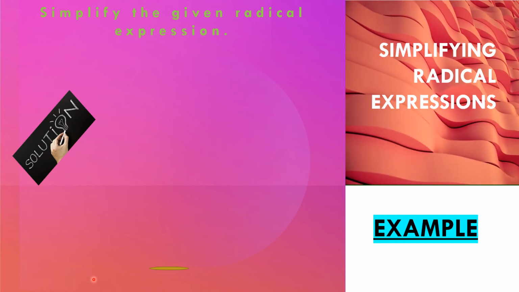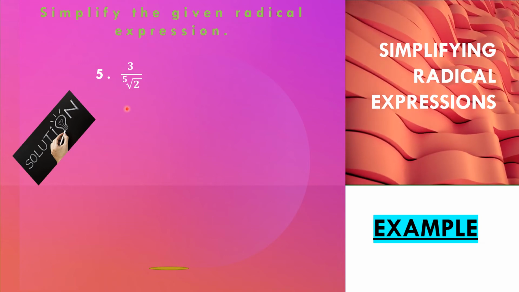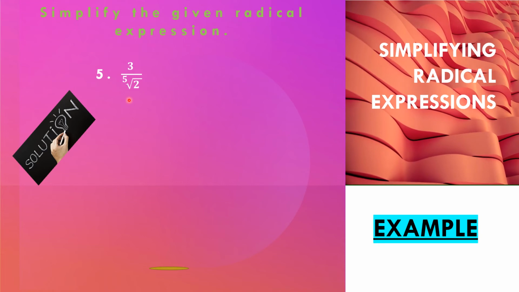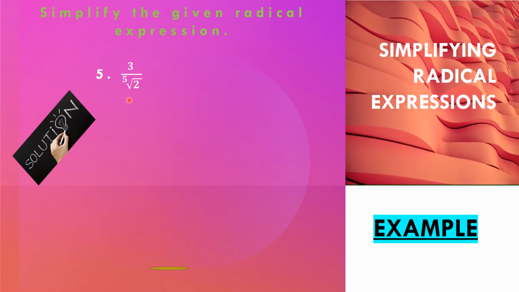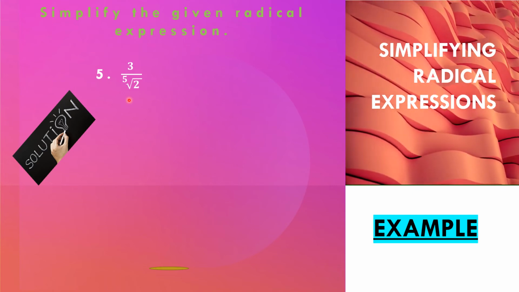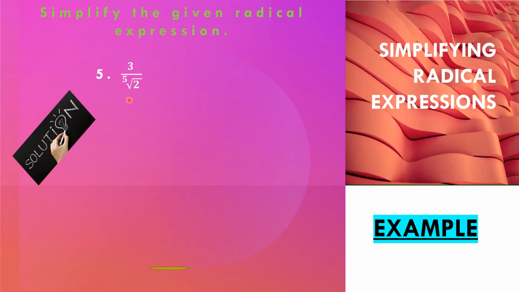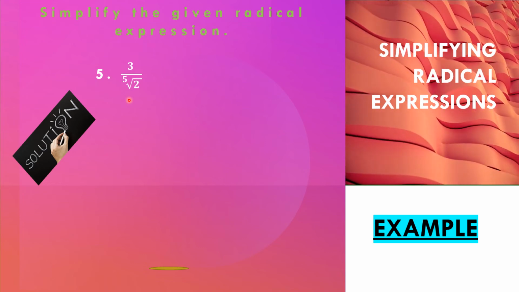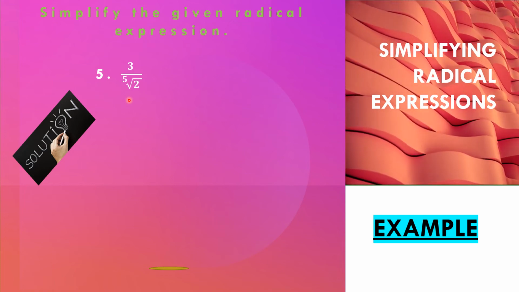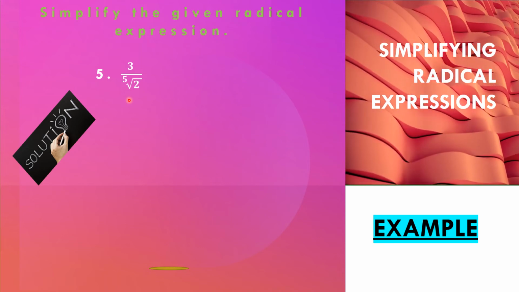For our last example, example 5, we have 3 over 5th root of 2. So, as you can see dito, meron tayong radical as denominator of the radical. So, according dun sa conditions for simplified radicals, condition number 4, hindi tayo pwedeng magkaroon ng radical sa denominator. So, para matanggal yan, kailangan nating i-rationalize yung denominator.